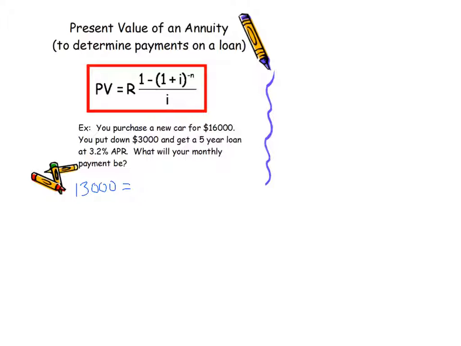My regular payments, well, that's what I'm trying to figure out. What am I going to have to pay every month? 1 minus 1 plus. Now, I is your interest rate per payment period. I'm making monthly payments. That 3.2%, I'm going to have to divide by 12. I got approximately 0.0027, and I'll go ahead and write that here, but I just stored that value because I'm going to want all those decimal places. I'm going to write 0.0027.